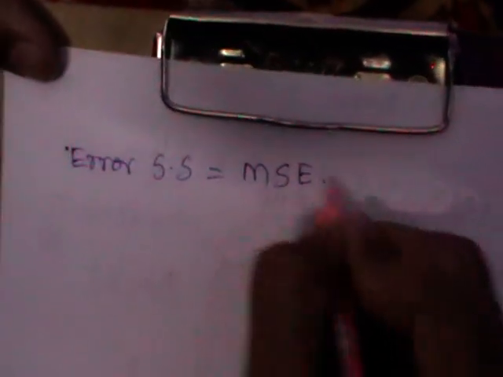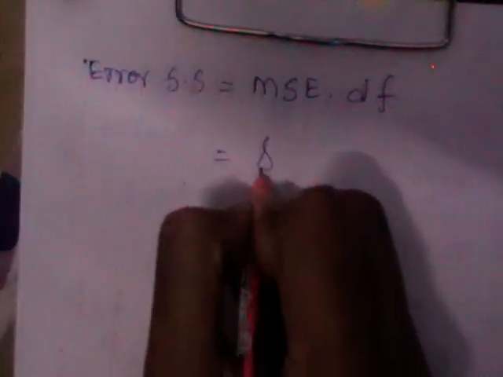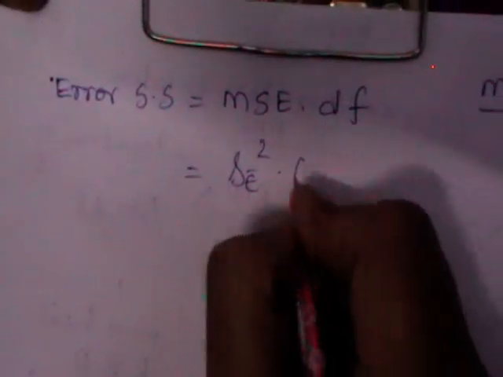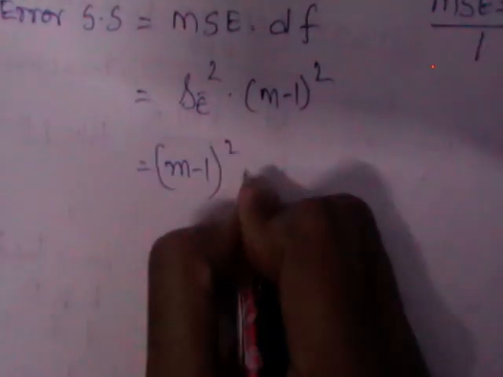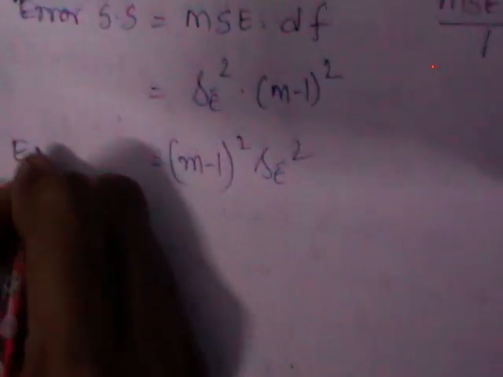Now you have the degrees of freedom as M minus 1 whole square. How do you get the error sum of squares? You know that MSE is equal to SSE by its degrees of freedom. If you want the error sum of squares, you should multiply mean square error by degrees of freedom. What is the mean square error of LSD? SE square. So the error sum of squares under LSD is SE square into M minus 1 whole square. This is all for LSD.